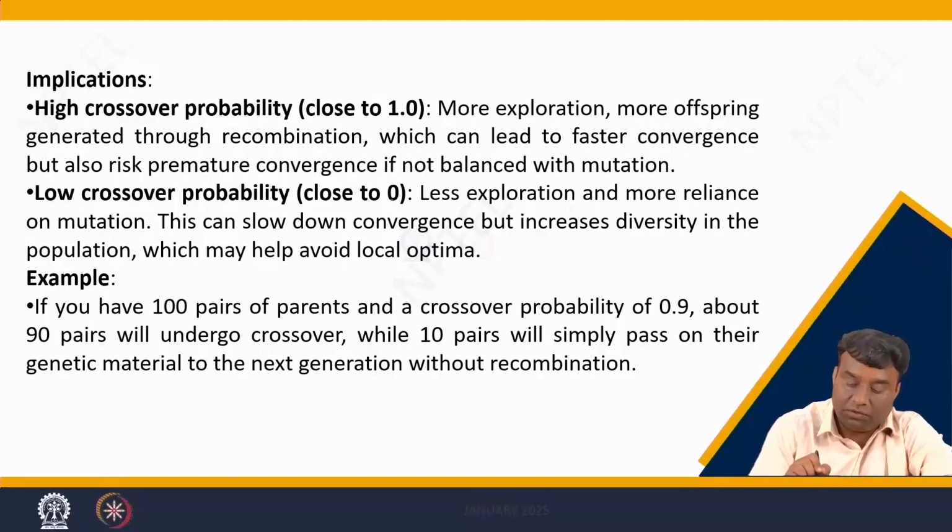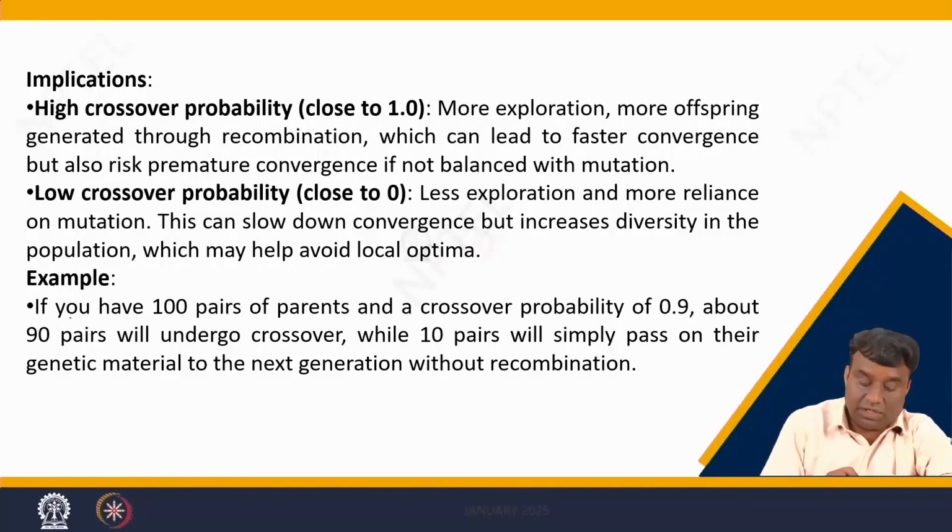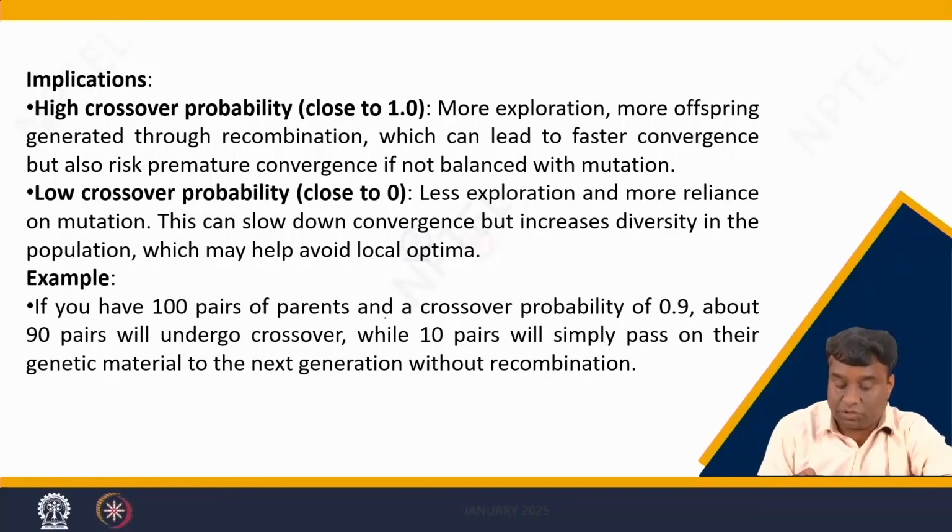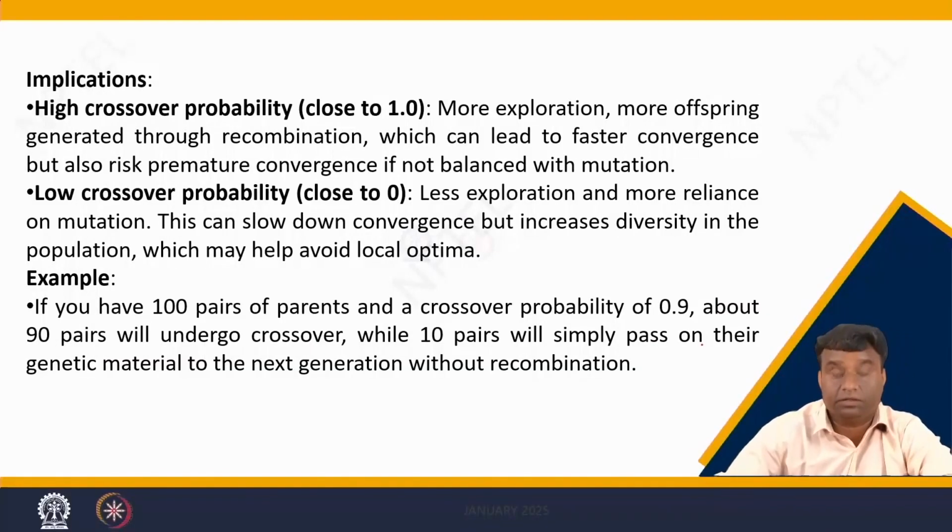Low crossover probability close to zero means less exploration and more reliance on mutation. This can slow down convergence but increase diversity in the population, which may help avoid local optima. Example: if you have 100 pairs of parents and the crossover probability is 0.9, about 90 pairs will undergo crossover, while 10 pairs will simply pass on the genetic material to the next generation without crossover.